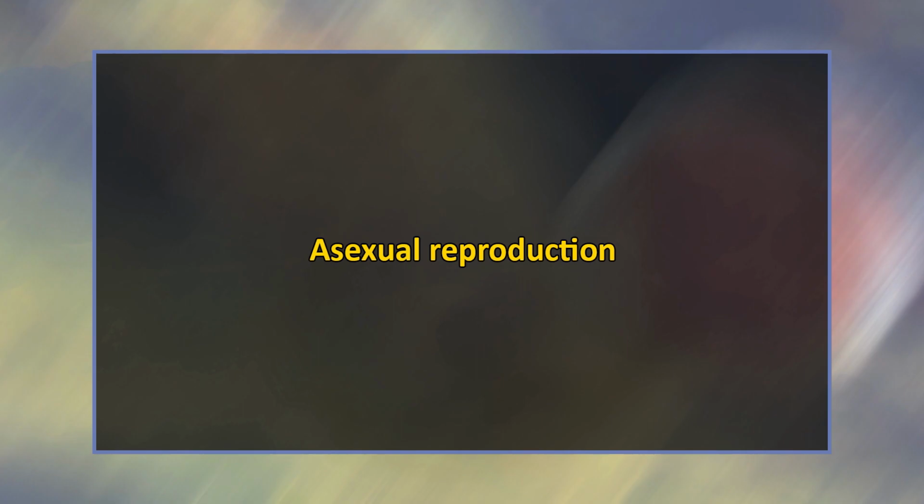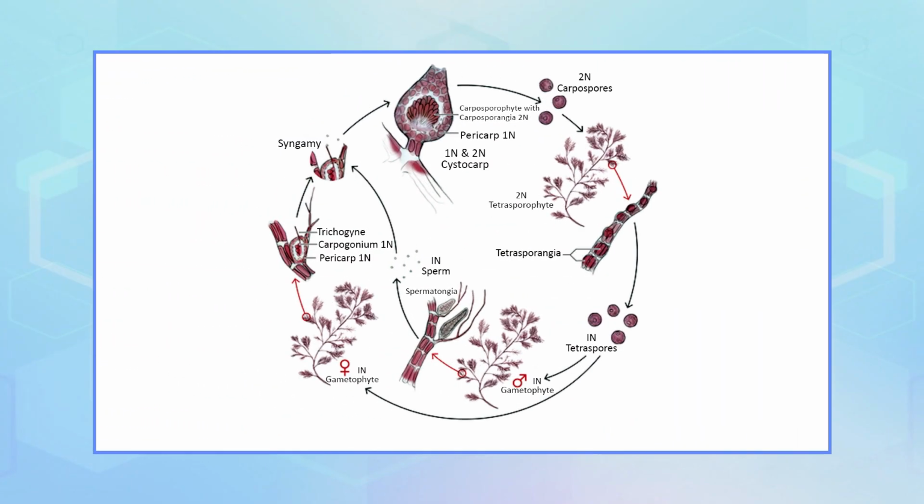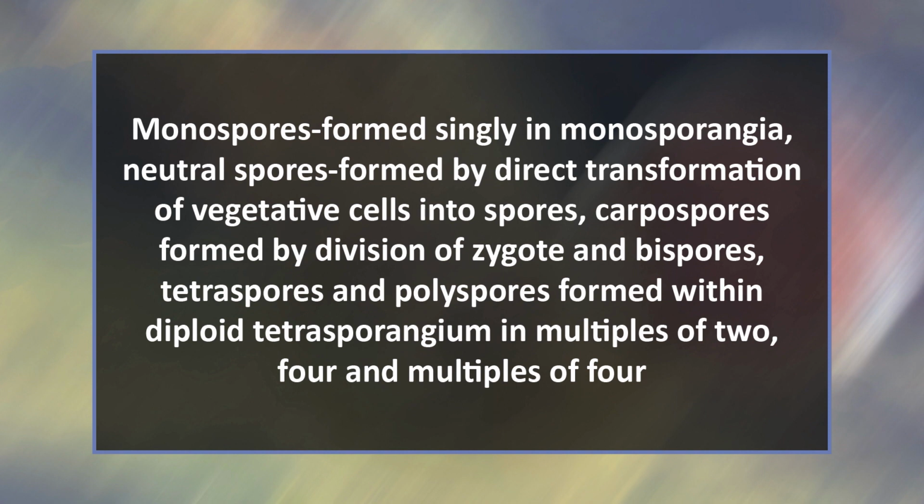Second, asexual reproduction. Spores are non-motile and are given different names depending on the nature of cells from which they are produced and their number within each sporangium, namely monospores formed single in monosporangia, neutral spores formed by direct transformation of vegetative cells into spores, carpospores formed by division of zygote, and bispores, tetraspores and polyspores formed within diploid tetrasporangium in multiples of 2, 4 and multiples of 4.